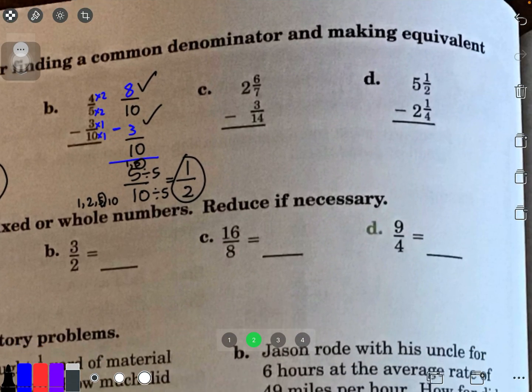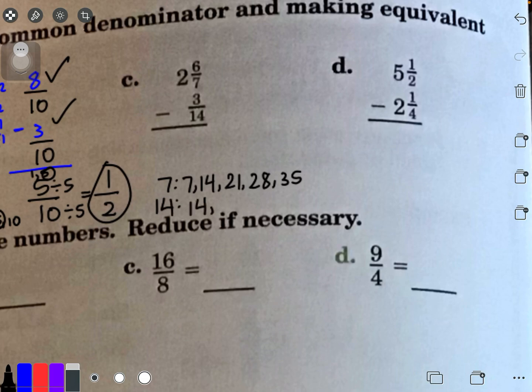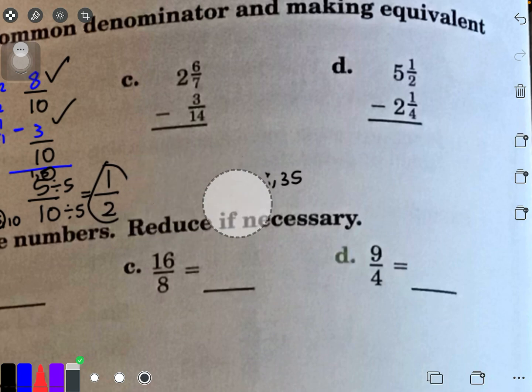All right, take a look at C. I'm going to take 7 and 14. Let's list the multiples of 7: 7, 14, 21, 28, and 35. Now the multiples of 14: 14 times 1 is 14, 14 times 2 is 28. But you know what? I can stop because I already see one thing they have in common already. 14. So I'm going to do 14 and 14.